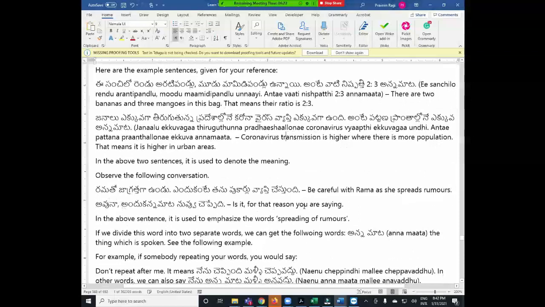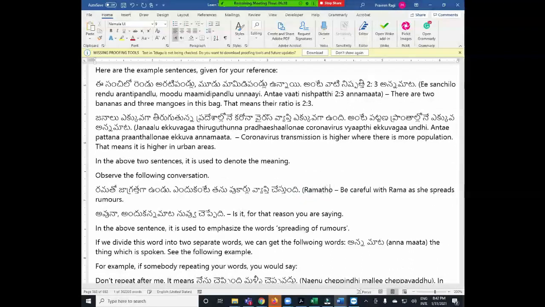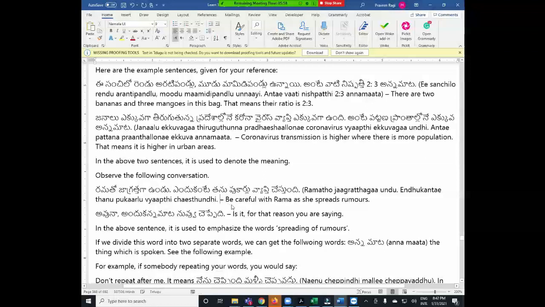Let me type this one in English so you will understand. Rama to జాగ్రత్తగా ఉండు, ఎందుకంటే తను పుకార్లు వ్యాప్తి చేస్తుంది. Okay, let us see the meaning of this one. Be careful with Rama as she spreads rumors.